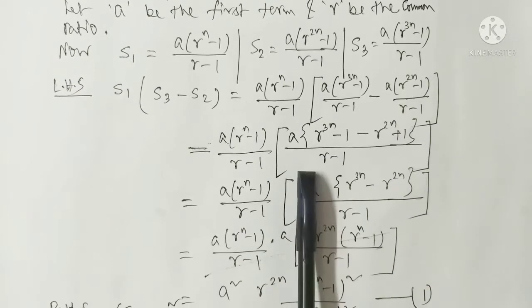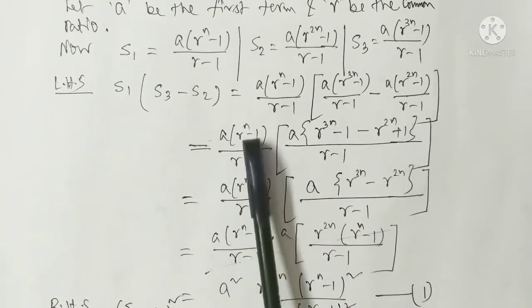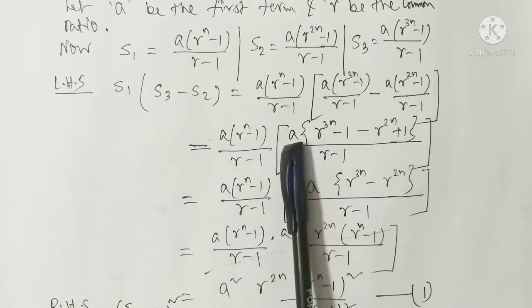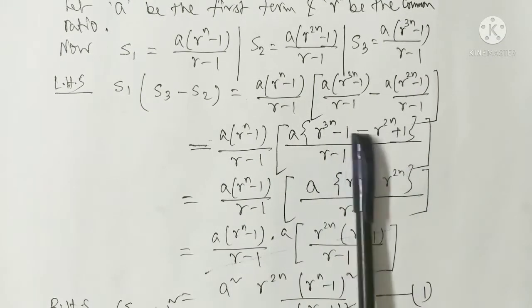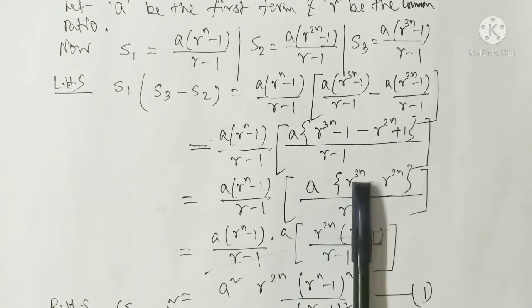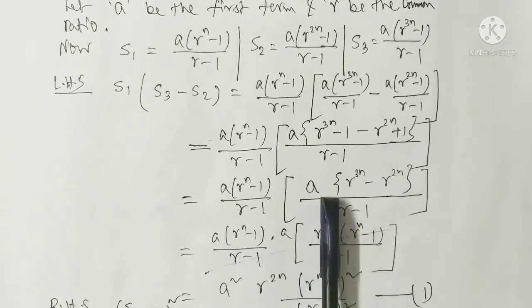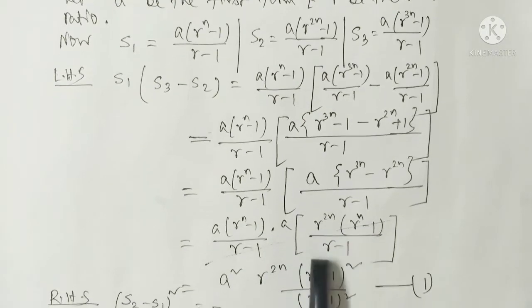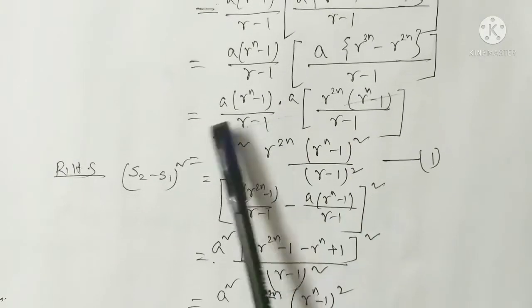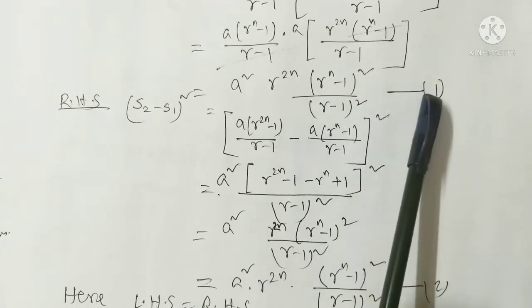By taking the LCM, we get r minus 1 in the denominator. Outside the bracket is A (r to the power n minus 1) by (r minus 1), and in the numerator, by cancellation of 1 plus 1 minus 1, we get A (r to the power 3n minus r to the power 2n) by (r minus 1). Now taking A common outside the bracket, r to the power 2n (r to the power n minus 1) by (r minus 1), that is A square, r to the power 2n, (r to the power n minus 1) whole square by (r minus 1) whole square. This is relation number 1.